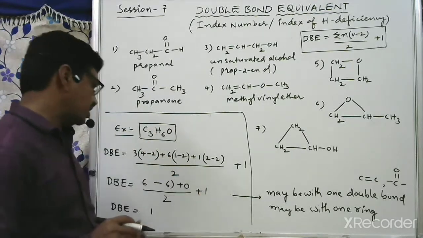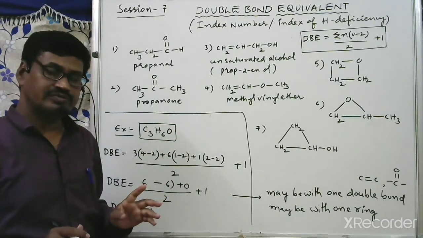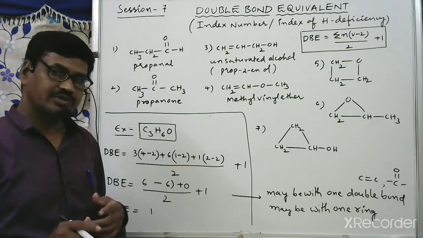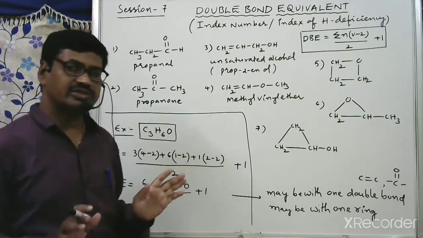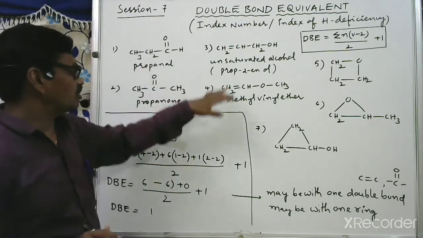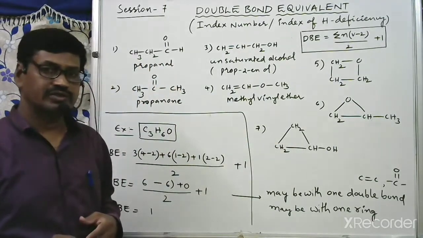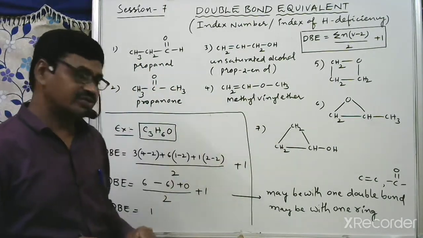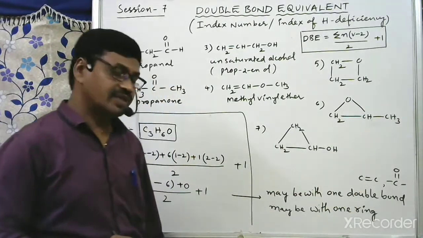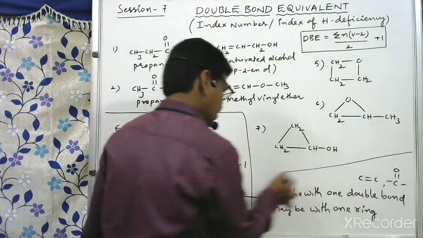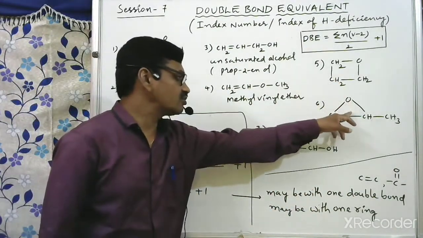See, by using this index number, I wrote one double bond containing compound, the double bond between carbon and oxygen also. I have not considered tautomers here. So 4 open chain compounds you got, and 3 cyclic compounds you got. Why did I write cyclic compounds? From what I wrote, maybe with one double bond, or maybe with one ring. Ring compounds also we can write. So here one ring is there, here also one ring, here also one ring.